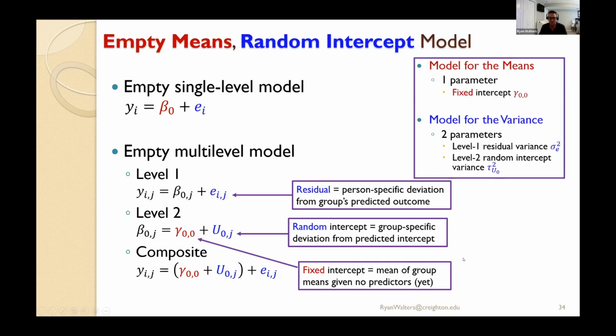It's unconditional. And in this, there's actually 3 parameters estimated. I start with counting parameters because it's important for when we're conducting model comparisons. In the model for the means, we just have a fixed intercept. In the model for the variance, we have a residual variance and a random intercept variance. So again, this model notation is doing exactly what the pictures we saw before the break showed us.